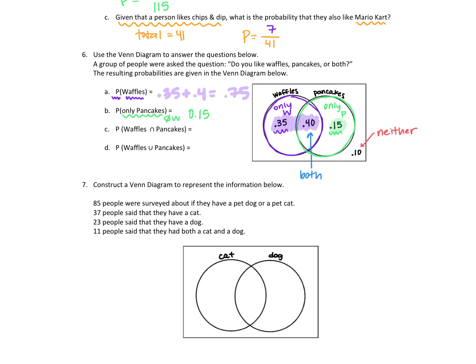The next two use a special type of notation called the intersection and the union. This upside down U represents the intersection. That's the crossover where these two groups collide or intersect. That's referring to the both section. So I'm looking for this overlap, which gives us the probability of 0.4.